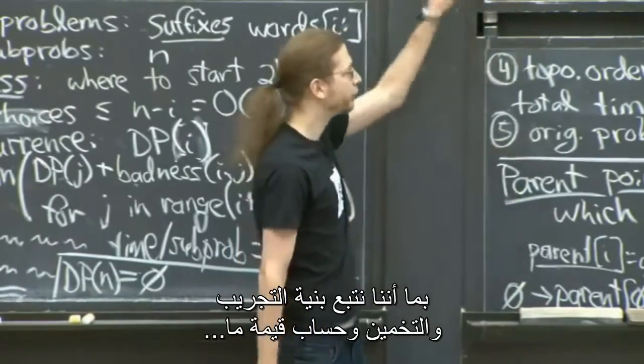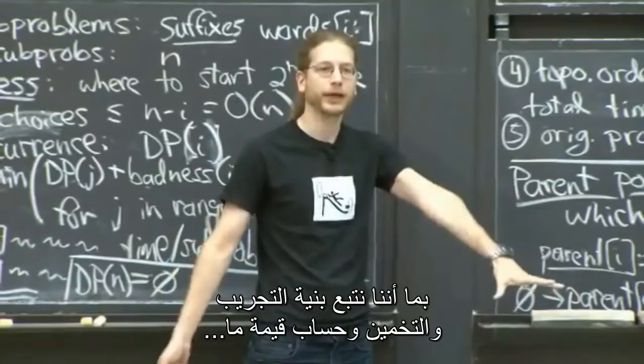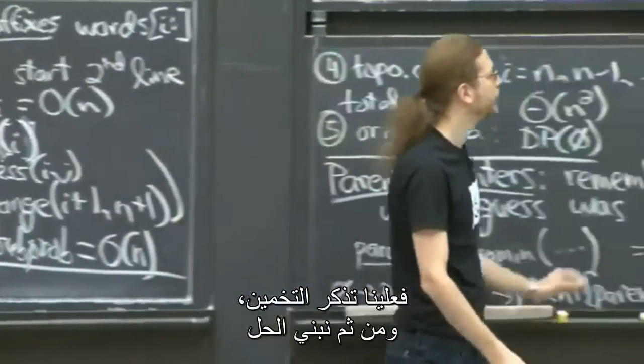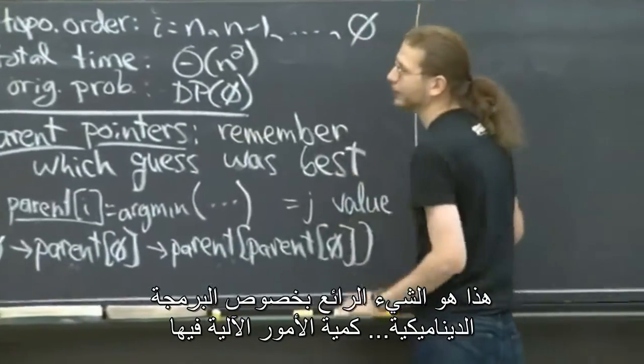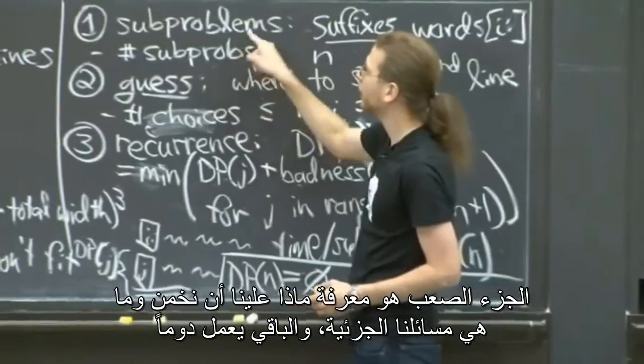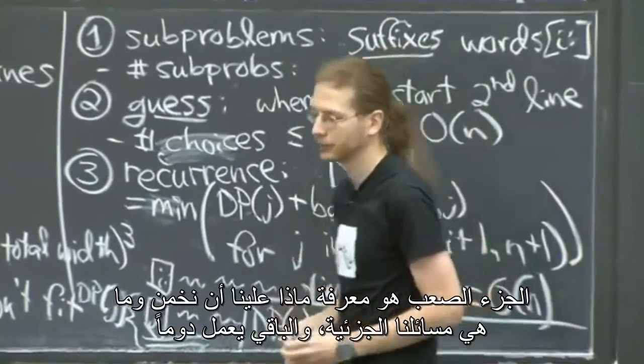As long as you're following the structure of try all guesses, compute some value, just remember what the guess was, you reconstruct your solution. It's the great thing about dynamic programming is how much of it is automatic. The hard part is figuring out what to guess and then what your subproblems are, or the other order, whatever works.